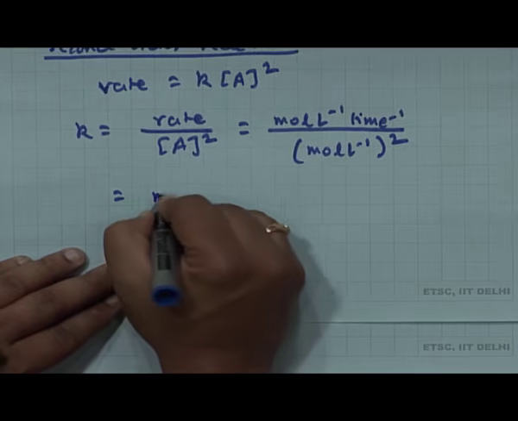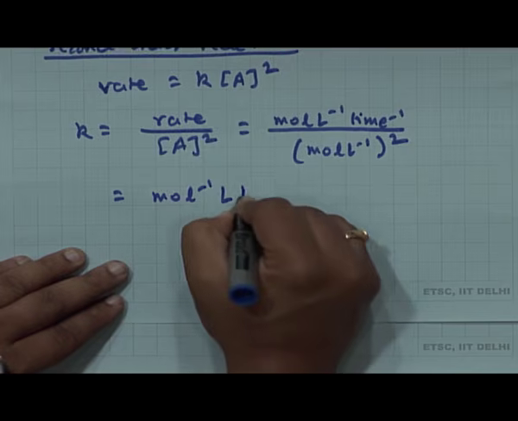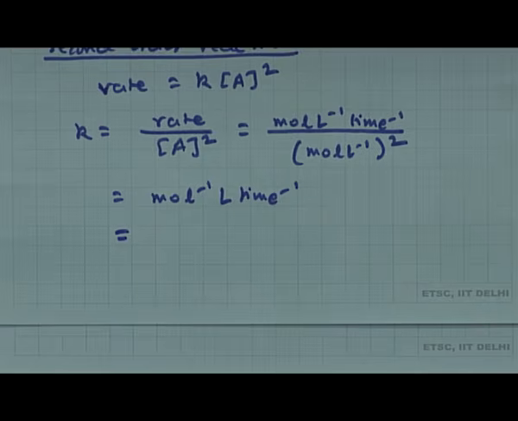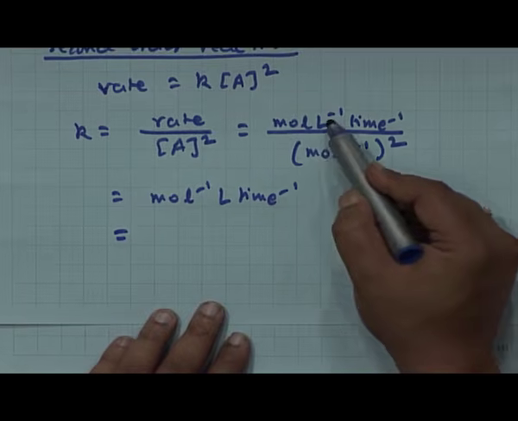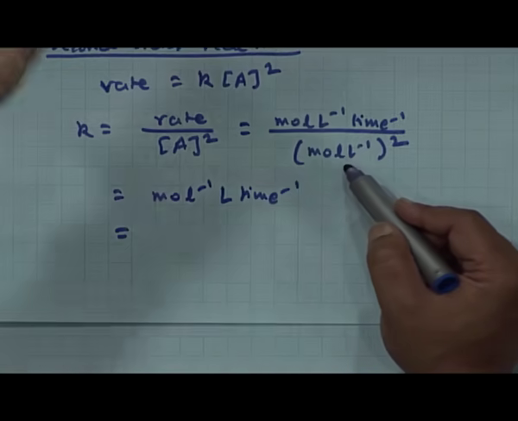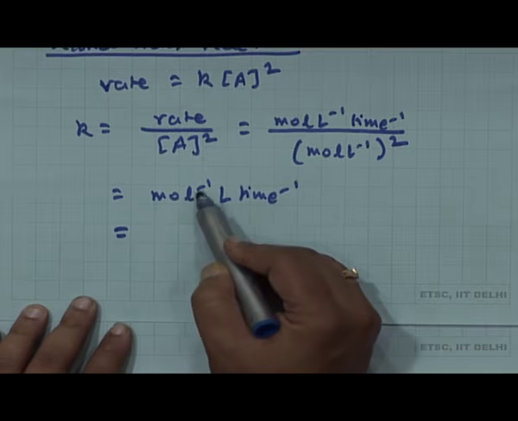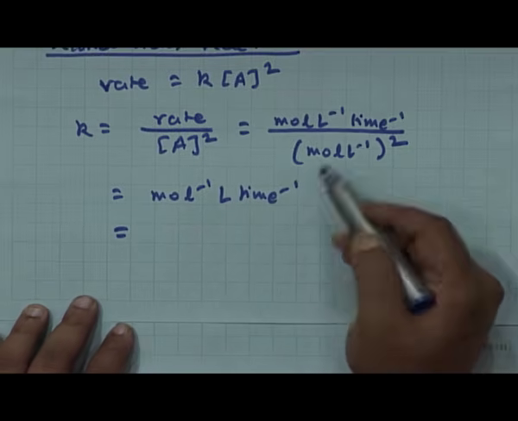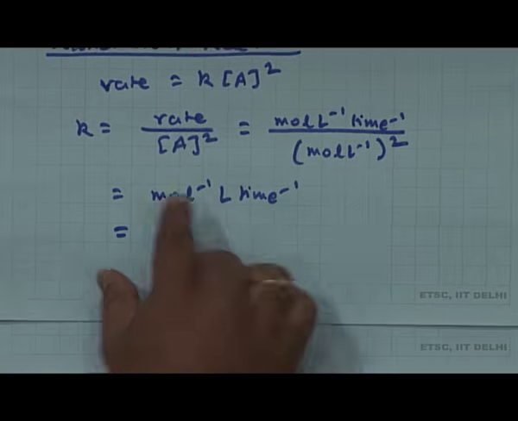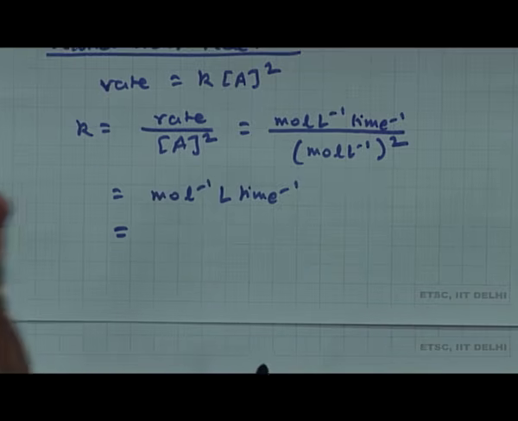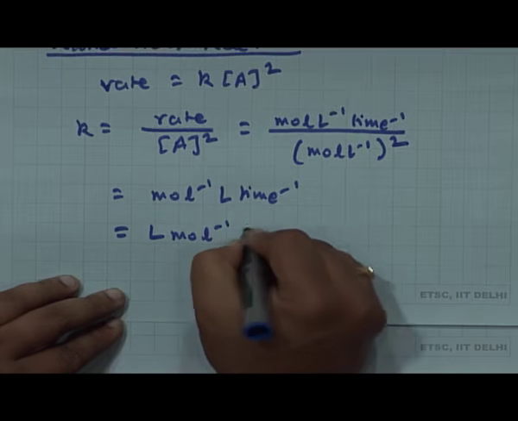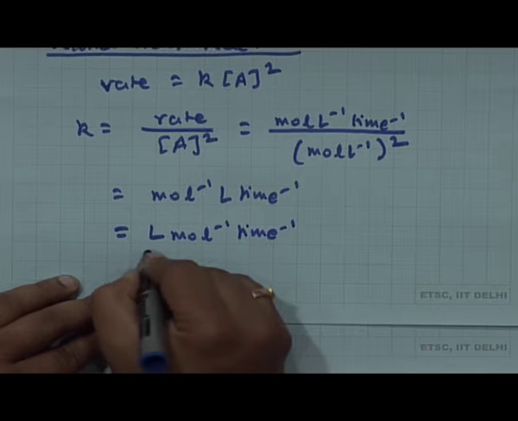So, I will be having mole inverse liter time inverse, and a better way of writing this is, so you understand, right, this is moles per liter, one of the moles per liter is cancelled out, you are left with one more moles per liter that goes on top. So, it becomes moles mole inverse liter time inverse. Now, the general way of writing this is that this liter is having the positive exponent. So, you always bring the positive exponent first. So, you write liter mole inverse time inverse.